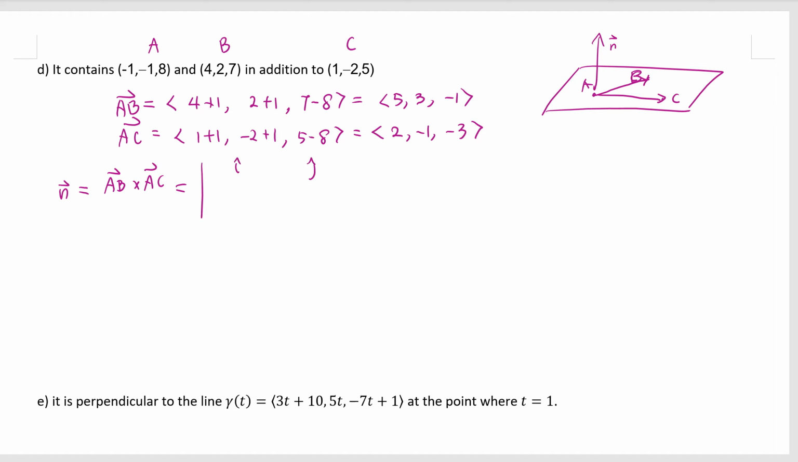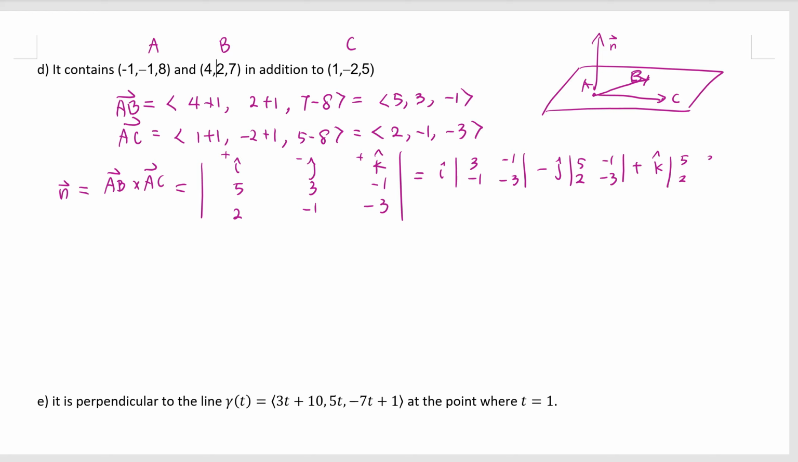Okay, that's i, j, k. 5, 3, negative 1, 2, negative 1, negative 3. Okay, so plus, minus, plus. So for i, what's the submatrix? 3, negative 1, negative 1, negative 3, right? And for j, what is the submatrix? 5, 2, negative 1, negative 3. I hope for all these examples, you can try the problem first, and after you're done, you can continue to check your work, because I really hope that you get a lot of exercise with it.